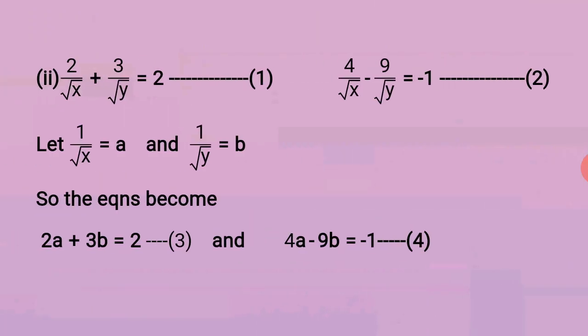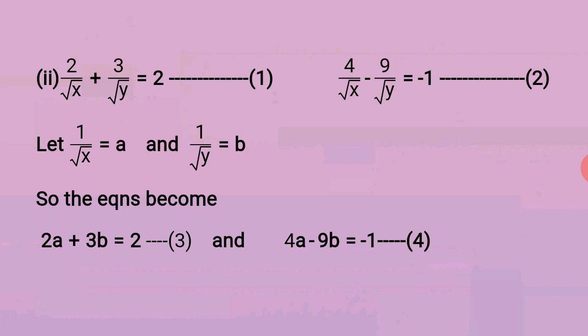This is the second sub-question. It is 2 upon root x plus 3 upon root y equal to 2 and 4 upon root x minus 9 upon root y equal to minus 1. Again we are going to change it into equations reducible to linear equations. We are going to reduce it to a linear equation.